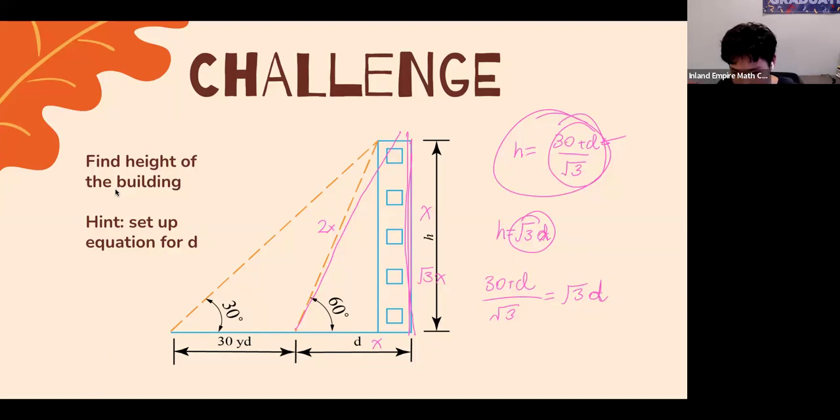Or actually, I said to you guys I would give you half of the answer. So we're going to end it with this and give you guys another 30 to 45 seconds to see if you can figure out the height from here. Good luck, guys.